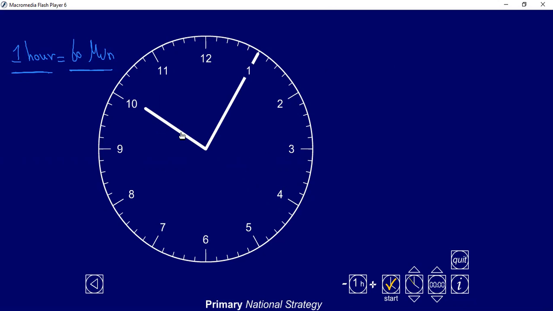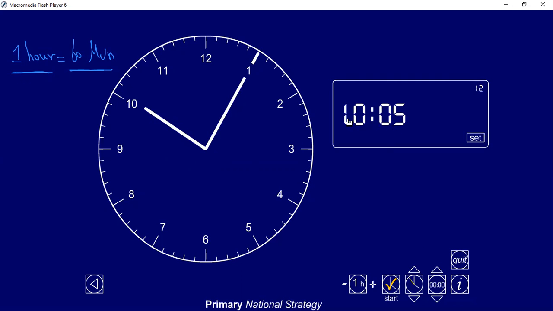The hours hand, the shorter one, is after 10 a little bit, and the minutes hand, the taller one, is at 1. So the hours should be 10 and the minutes should be here 0, and 1 means 5 minutes. So it should show 10 and 5 minutes. It's exactly 10 and 5 minutes. Okay, what about this?